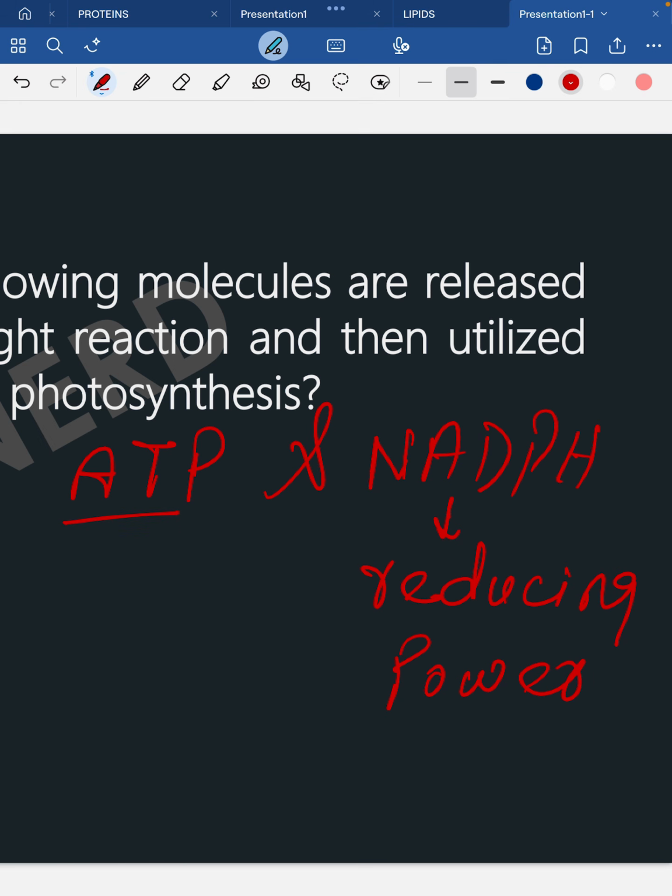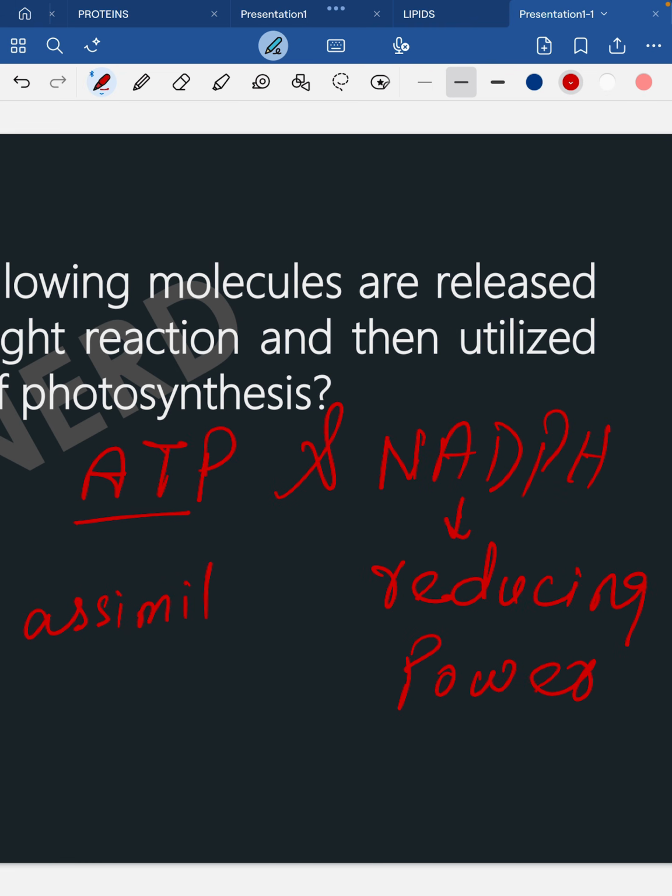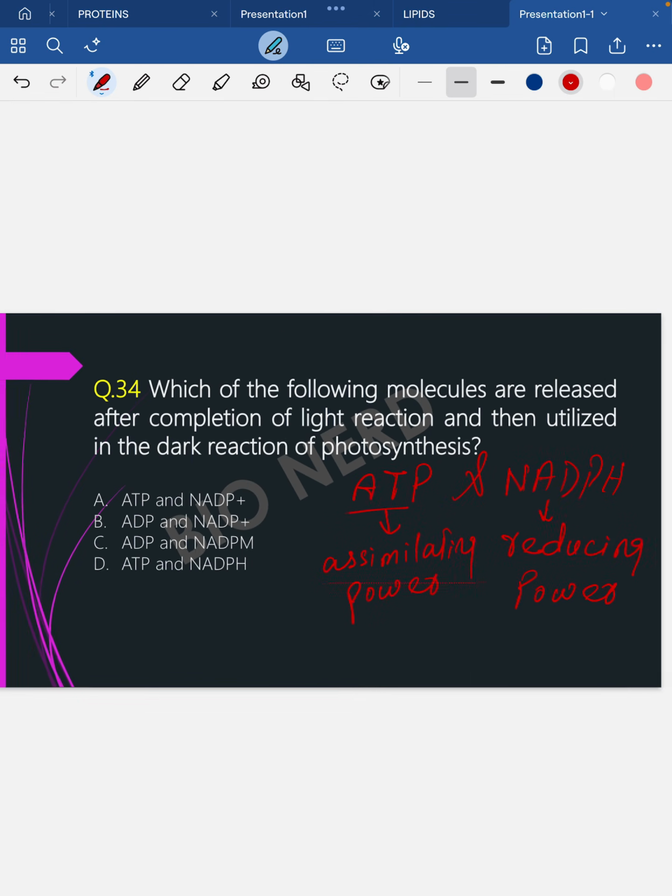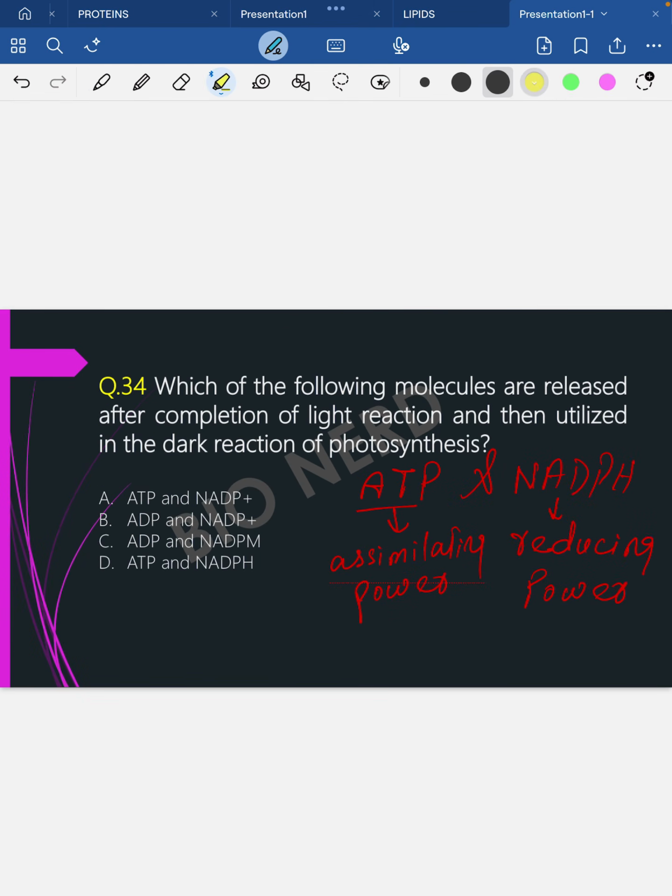And ATP has assimilating power. It will help to reduce the carbon dioxide. Okay, so these two molecules are synthesized in light reaction, but they are used in dark reaction for the reduction of carbon dioxide and to synthesize carbohydrates. So here the answer will be delta, ATP and NADPH.